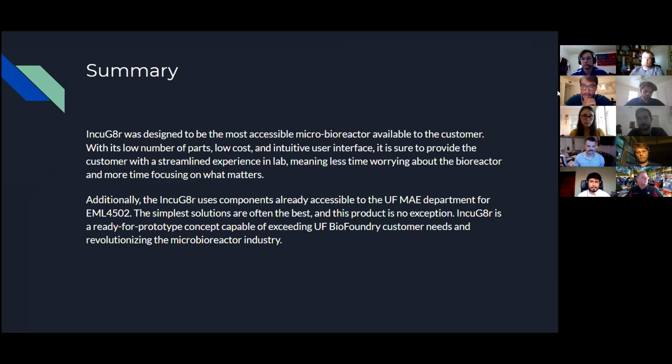So in sum, we designed this to be the most accessible, the cheapest, and the most intuitive bioreactor. Our concept uses components available to our department at UF, making it a perfect candidate for prototyping in 4502. The simplest solutions are often the best, and we believe that is exactly what we have here. And we're very confident that it will meet and exceed expectations.